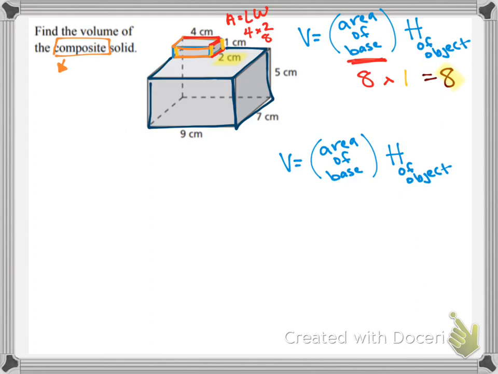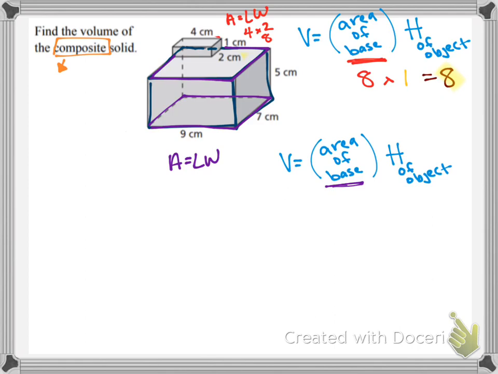So we're only going to be looking at the bottom figure. We're going to forget about the top figure for now, and only focus on the bottom box. So again, area of the base, you're going to find the base. We could call the bottom the base again. It's a rectangular prism, so any two opposite sides can be a base.